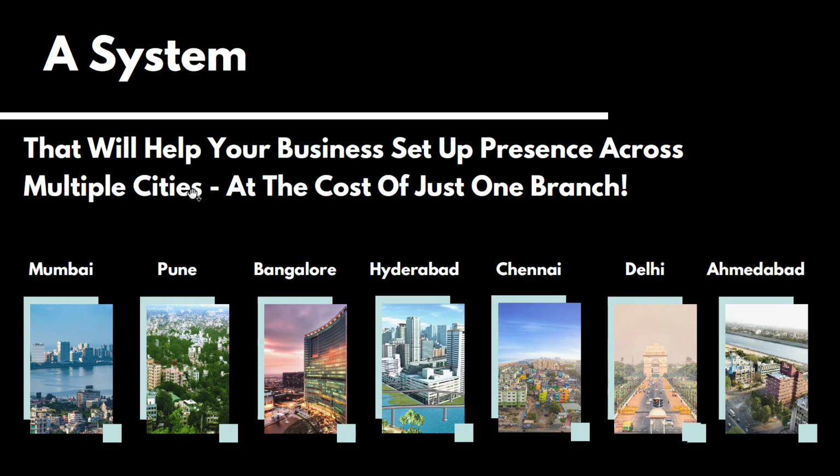Now, just to reiterate what you mentioned earlier in the first video, this will help your business to set up presence across multiple cities at the cost of just one single branch. So imagine the huge potential that you have with you, the huge leverage that your business will have. So at the cost of just setting up one particular branch, you can set up branches in Mumbai, Pune, Bangalore, Hyderabad, Chennai, Delhi, and Ahmedabad. So chances are very high that your business might already be in one of these cities. So you have two options. You can not only expand, but you can also outsource your current sales and marketing and customer acquisition process to us in the current city also of your choice.